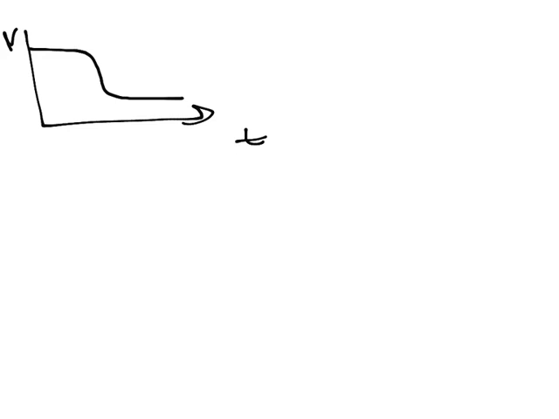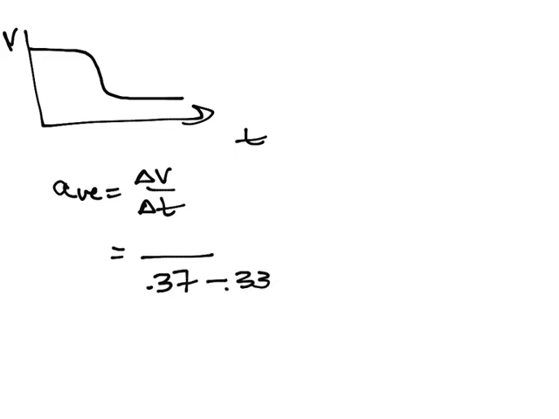Alright, so in part A, remember we're using a average is equal to change in velocity over change in time. And we want it between 0.33 seconds and 0.37 seconds. Okay, so that automatically tells us the change in time. 0.37 is the final minus 0.33. The change in velocity, we have to read those directly off of the velocity graph.